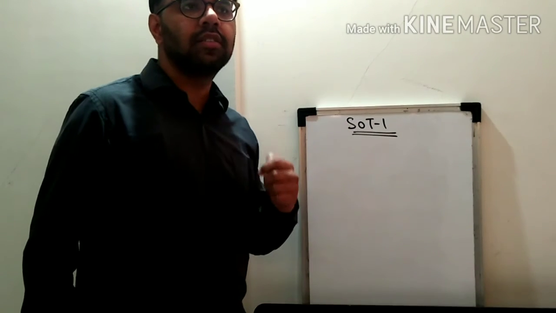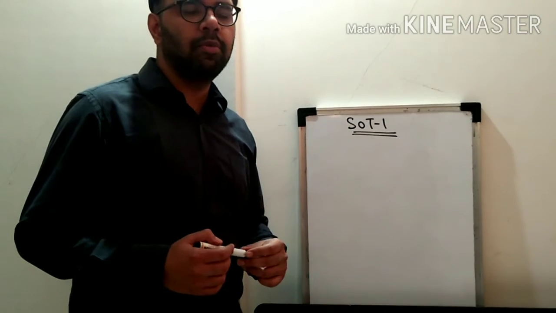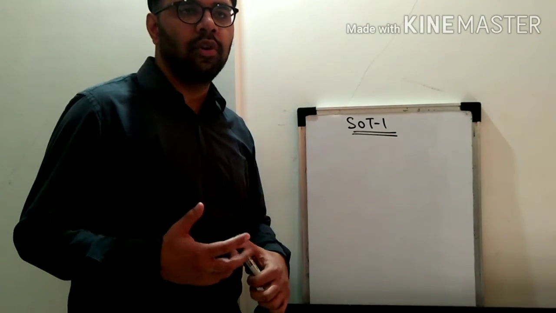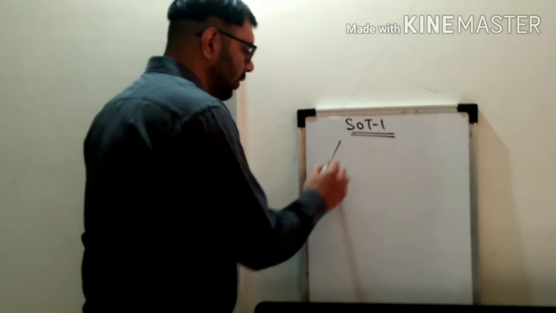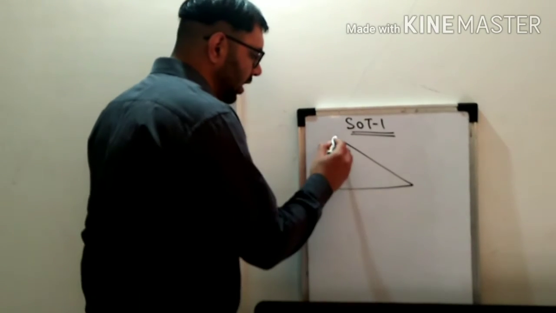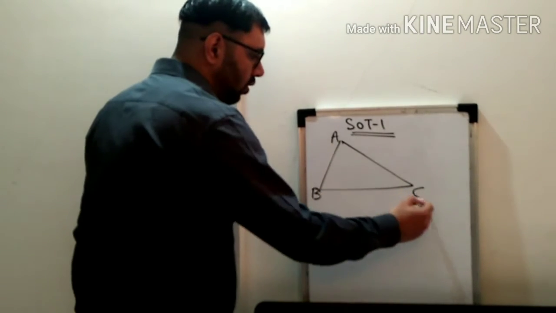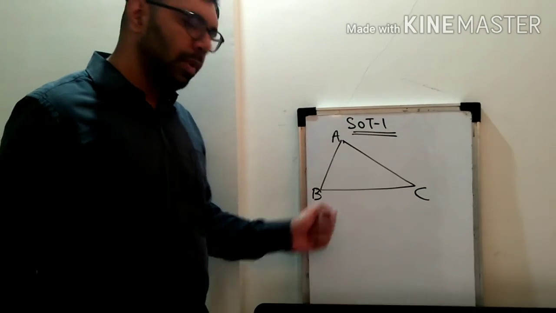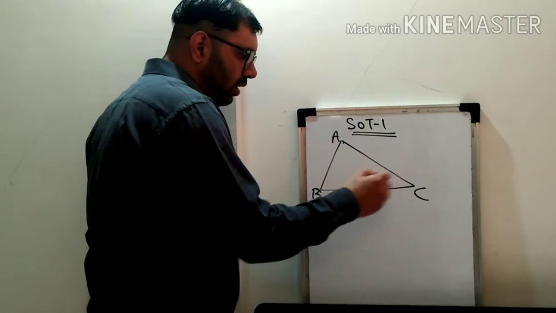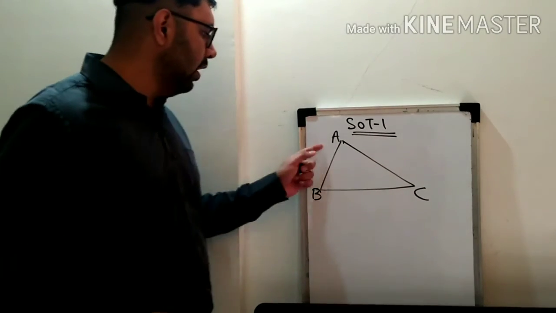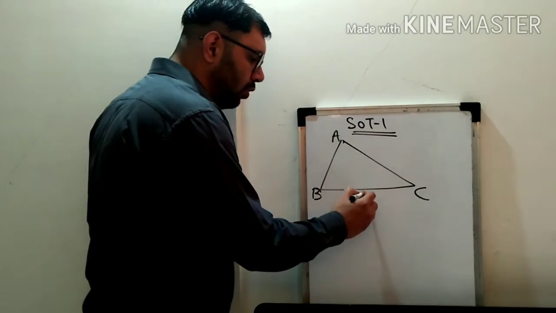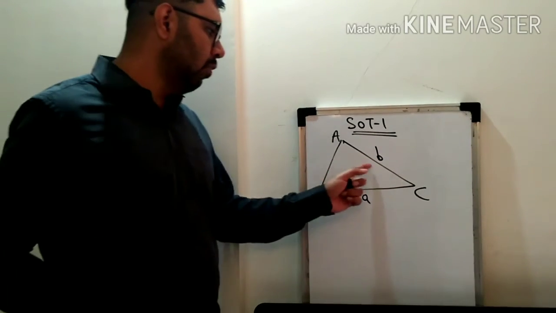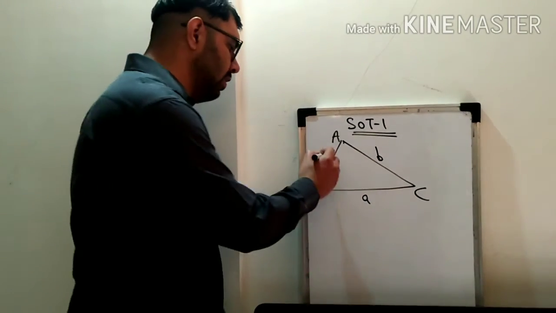Basically, solution of triangles denotes the different properties and different formulae related to what we can do in a triangle. So if we have a triangle, say ABC, I'll start with the basic notations. We have a triangle which has 3 vertices, capital A, capital B, capital C. Now the side opposite to capital A is denoted by small a, the side opposite to capital B is denoted by small b, and the side opposite to capital C is denoted by small c.